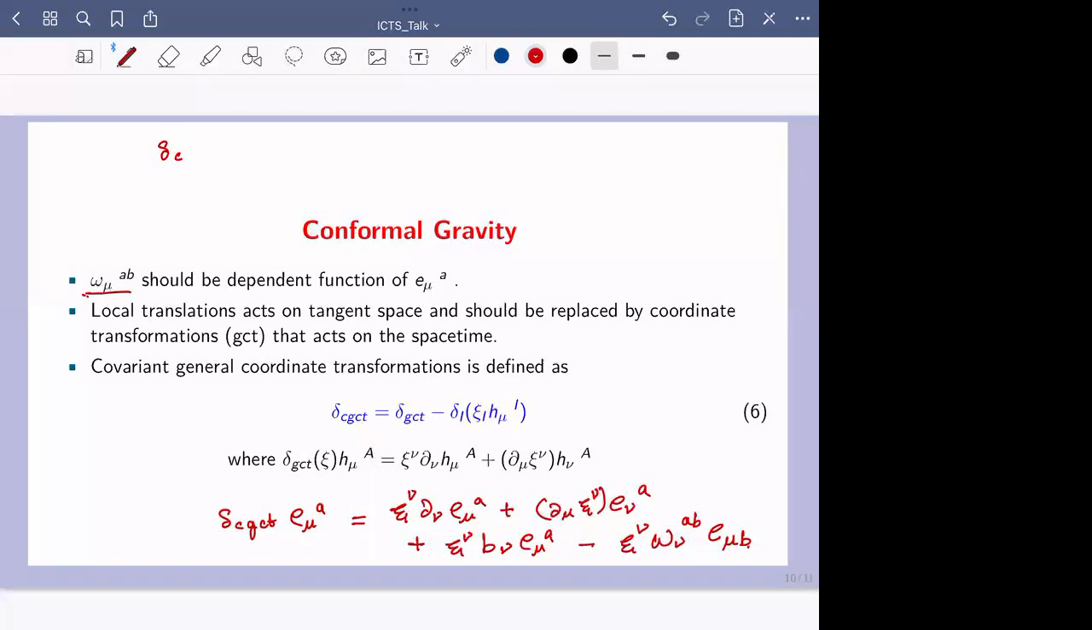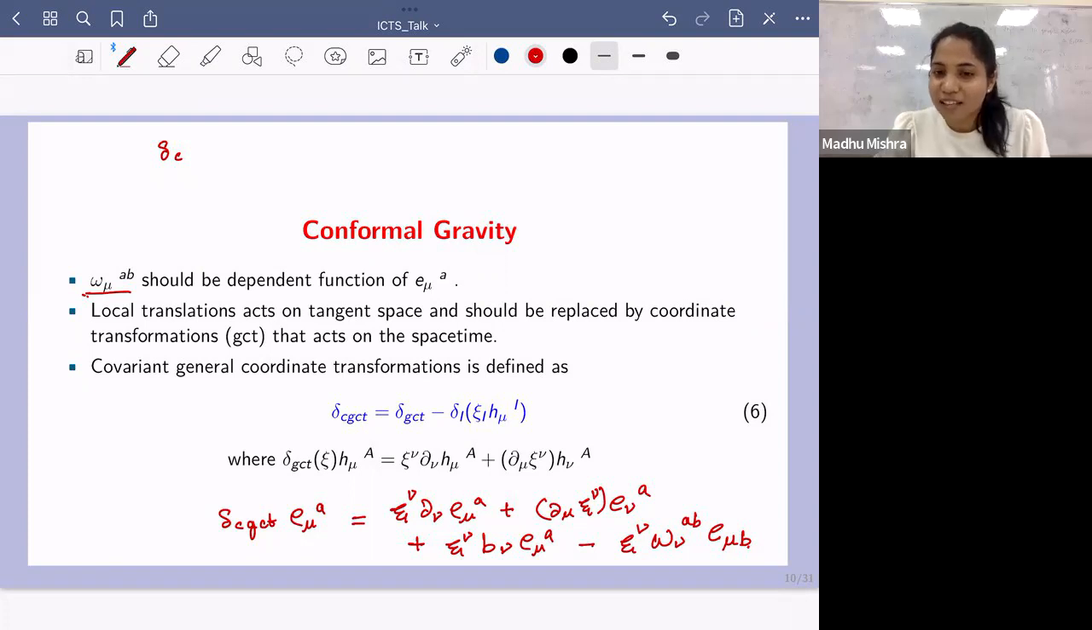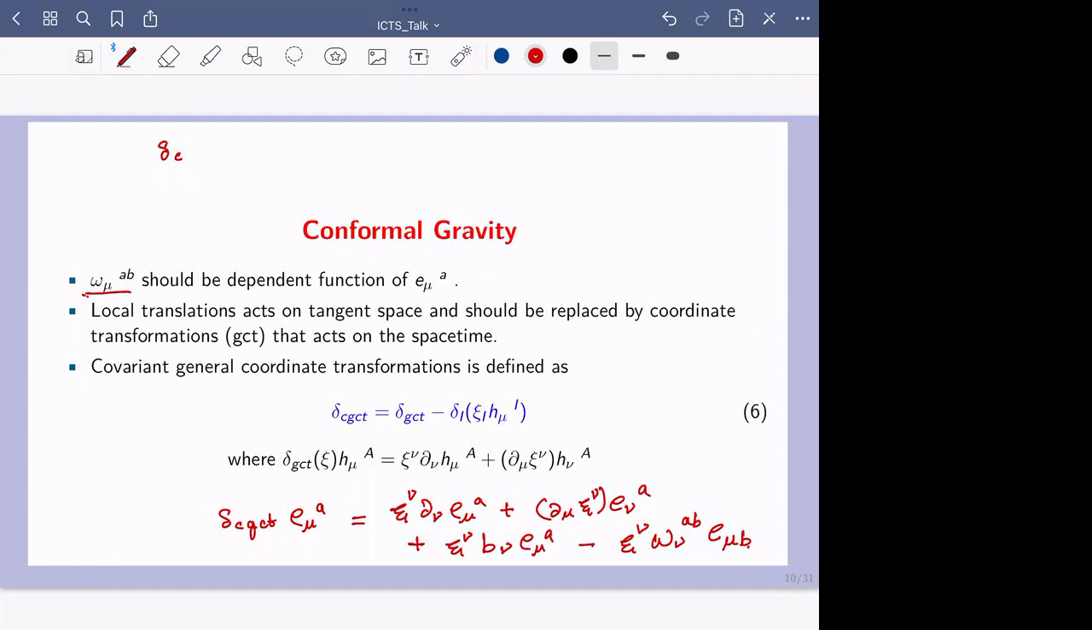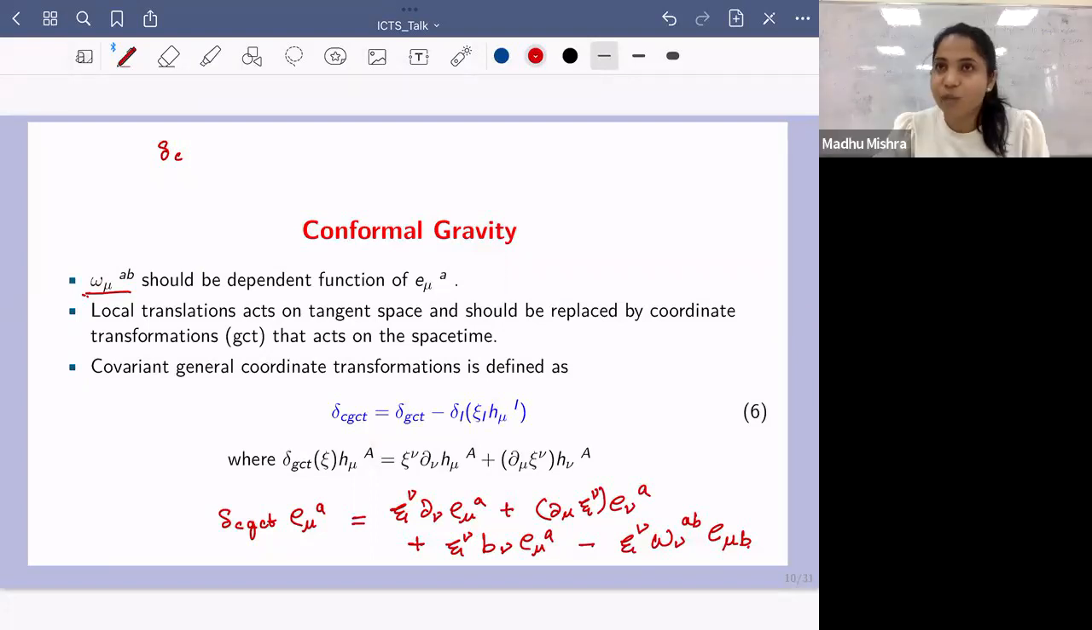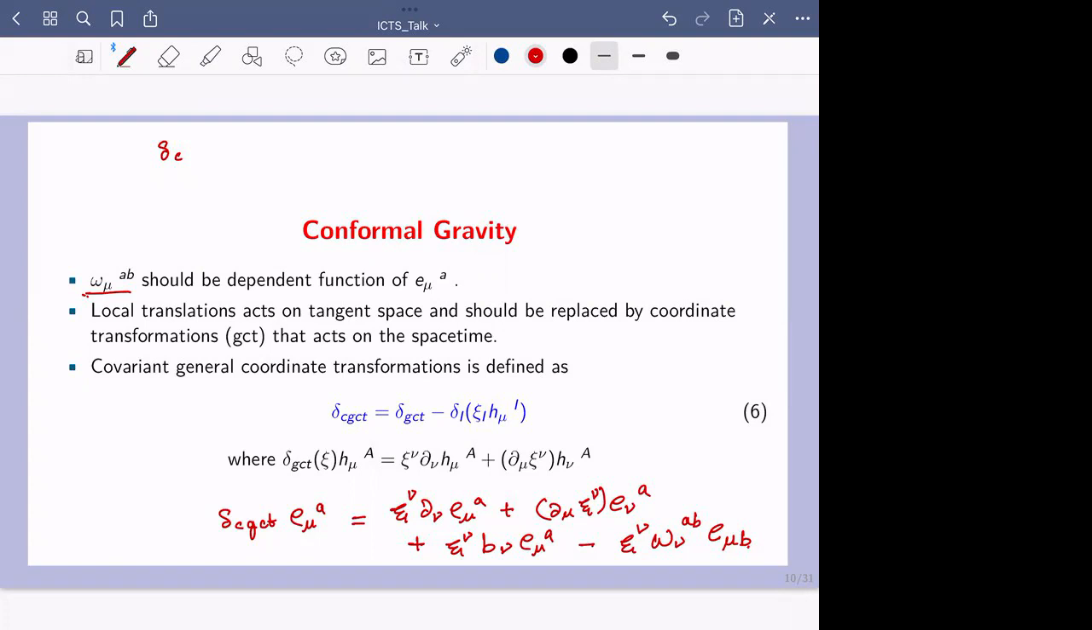So what do you mean by general? I mean, what do you mean by CGCT? What are the CGCTs, delta CGCTs? Covariant general coordinate transformation. So when you are covariantizing a general coordinate transformation, what do you exactly mean by that? Because they are already covariant, right, in a certain sense, because the theory is local. Yes. Gravity symmetries are local symmetries, right?